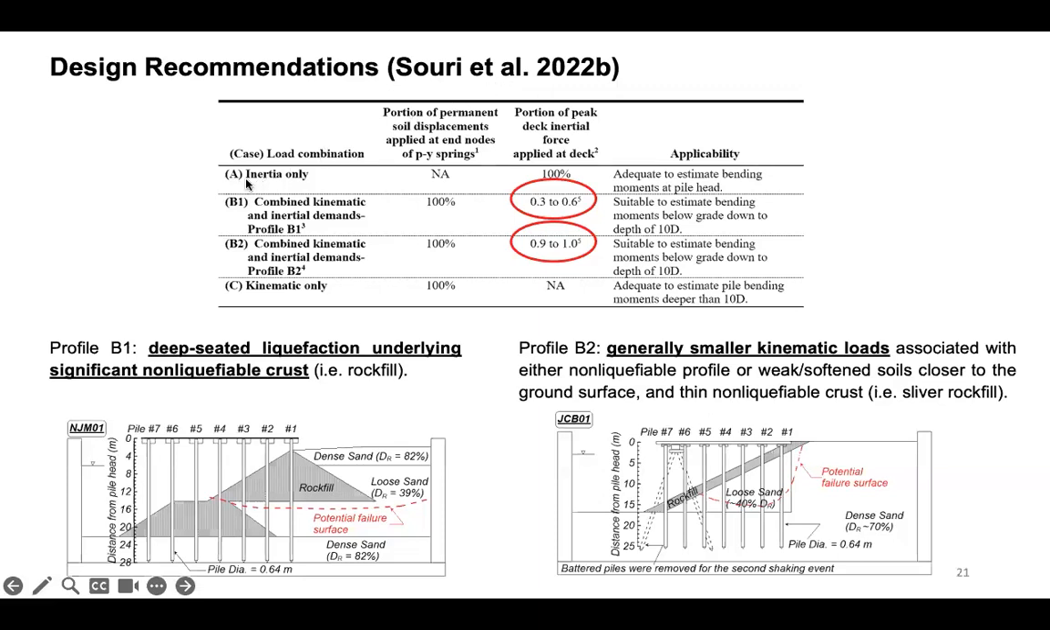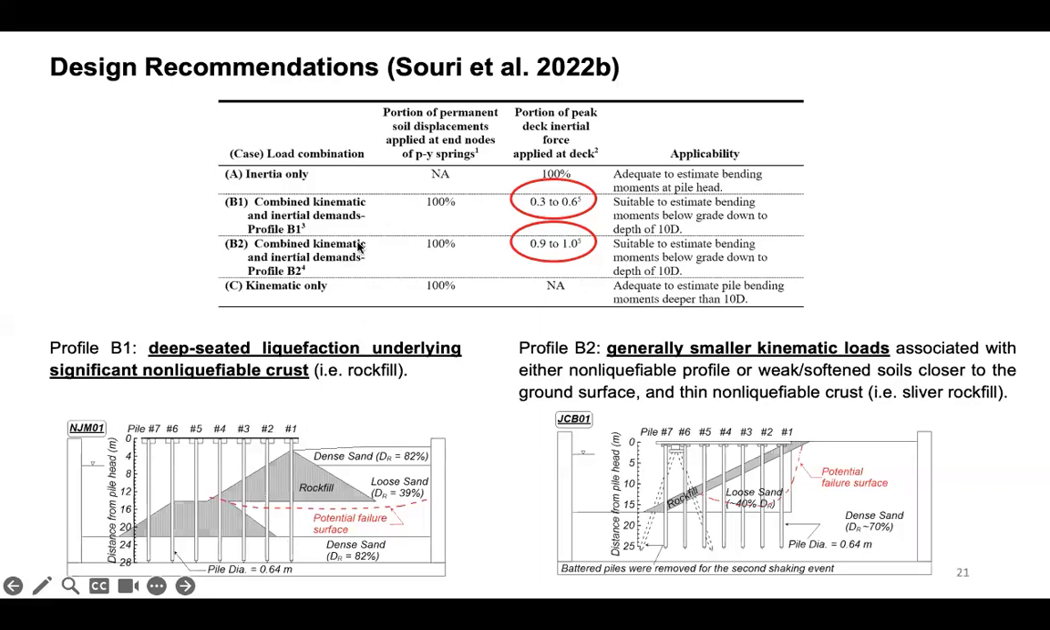So if you're trying to estimate the bending moments at the top of the pile, you only need to apply inertial load. You don't need to combine it with kinematic load. So 100% of inertia, no kinematic, is adequate for estimating bending moments at the top of the pile. Now I'm going to jump to this case C. If you're interested in estimating bending moments that develop deeper than 10 times pile diameter, you only need to apply kinematic loads. You don't need to combine them with inertia. Those are typically the bending moments that develop at the bottom of the liquefiable layer, and they're unaffected by inertia.